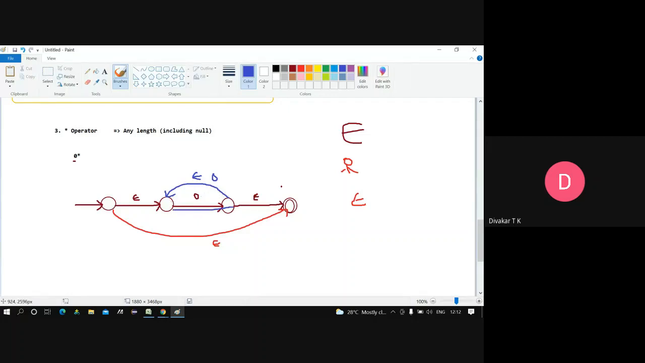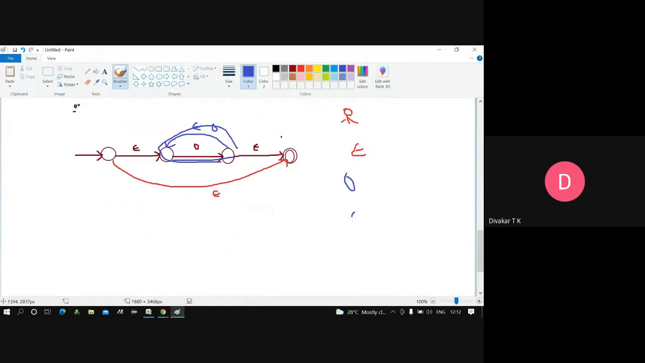Understood? One 0. If we give 0 here, that becomes 2 zeros, 3 zeros, meaning you will not get exactly 2 zeros. Every time you get odd numbers, 1 zero, 3 zeros, 5 zeros, like that. You will not get 2 zeros. So that is the purpose we are sending epsilon, meaning null. So now 1 zero, 2 zeros, 3 zeros, 4 zeros, any number of zeros you can read.